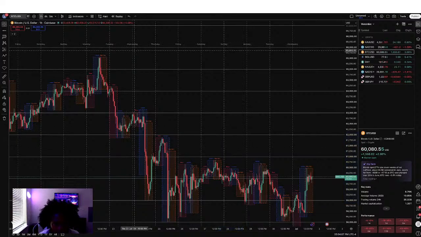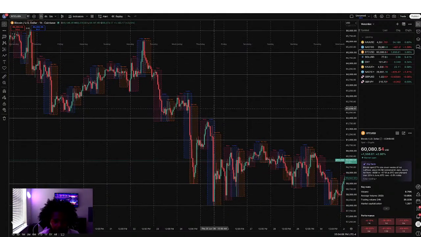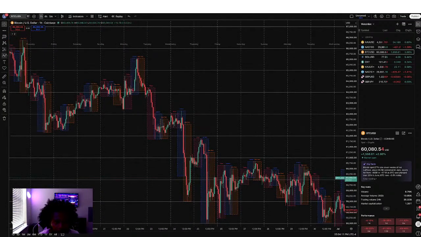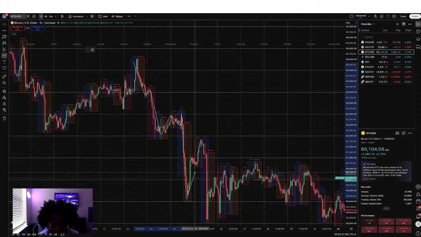You can see Bitcoin has been trending down, and how it's been rejecting off of these levels. These major levels are where you're actually able to catch trades on a day-to-day basis by leveraging and trading off of these levels right here.